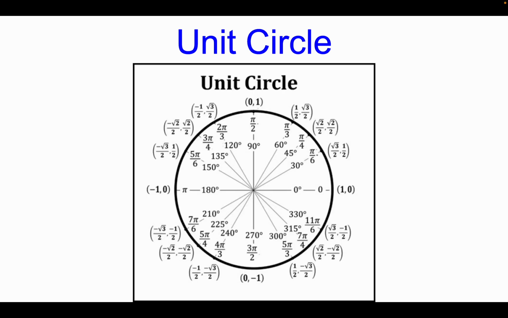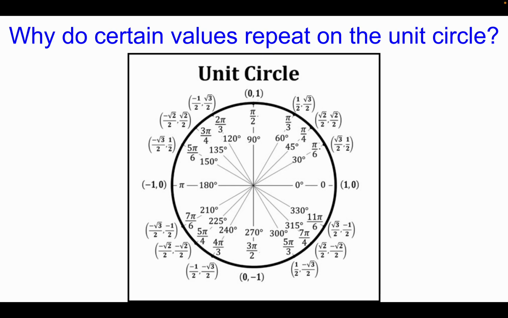Okay, so first we're going to talk about the unit circle. I've got that up here. This is essentially identical to the one that should be in your notes already. Then what we're going to do is talk about some patterns on the unit circle and why those patterns appear. So why do certain values repeat on the unit circle? We're going to start with these values right here.